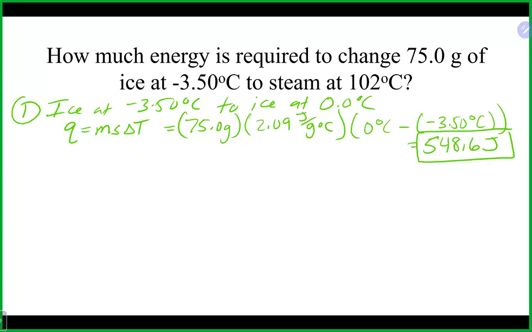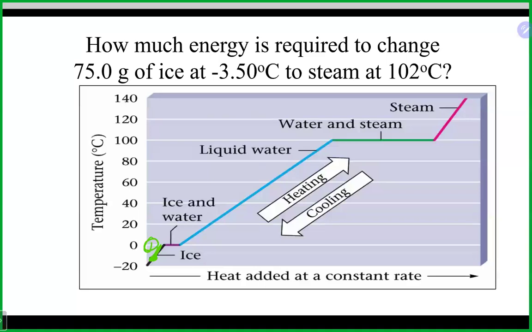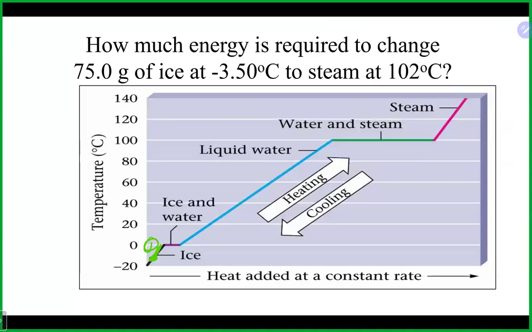So if we come to our graph, we're now sitting basically right here. We're at ice at 0 degrees. And now what we need to do is take it from ice at 0 degrees to liquid water at 0 degrees. Not changing the temperature, changing the phase. And again, this happens at the normal melting point. So the second step is coming across here basically and doing that phase transition and taking it from solid to liquid.